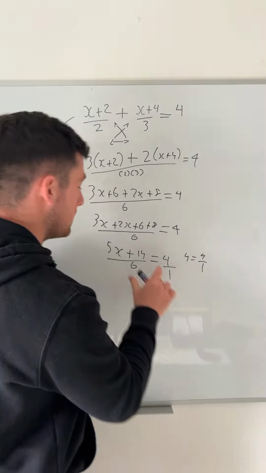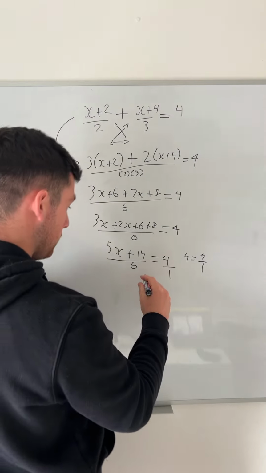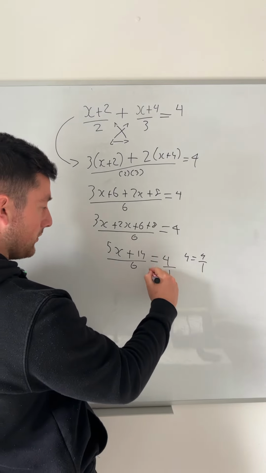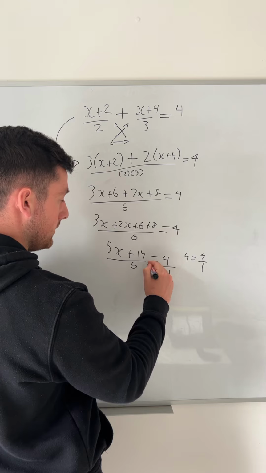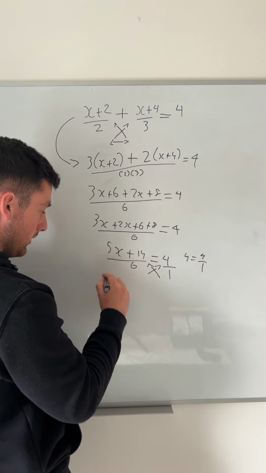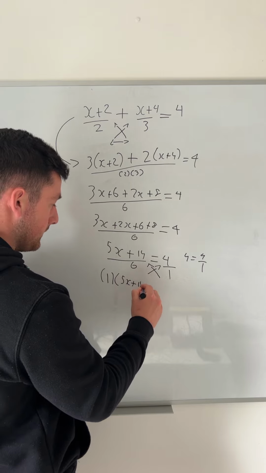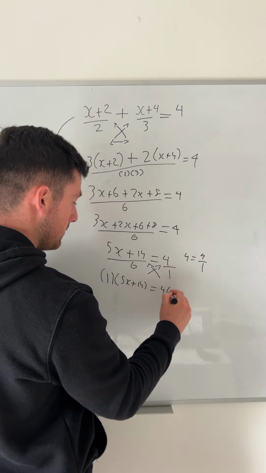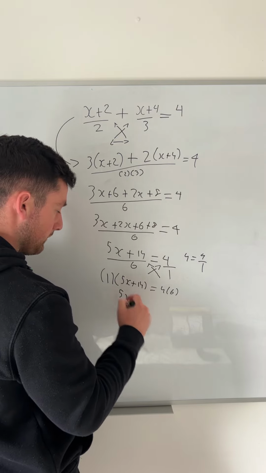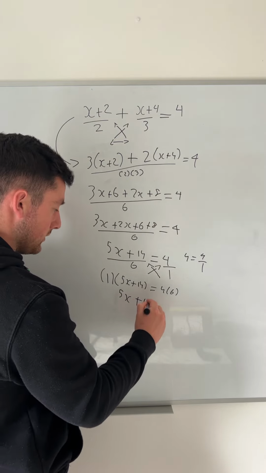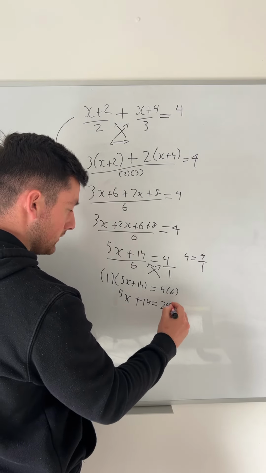The reason being is because when we have a fraction equal to one fraction, we can cross multiply. So when we cross multiply, we bring the 6 up to the 4 and we multiply it. We take the 1 up to the 5x plus 14 and then we multiply that. So essentially what it will look like, you'll have 1 multiplied by 5x plus 14 is equal to 4 multiplied by 6. 1 multiplied by 5x is 5x, 1 multiplied by 14 is just 14, is equal to 4 multiplied by 6, which is now 24.